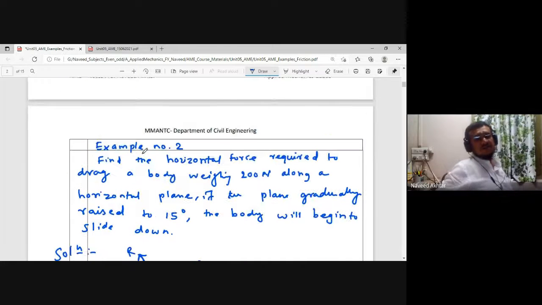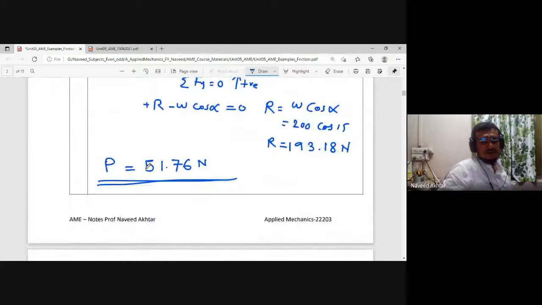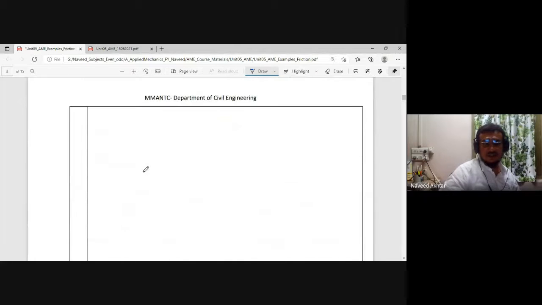So likewise, the example you have to solve as per the conditions given. Okay. Now you can solve another example.